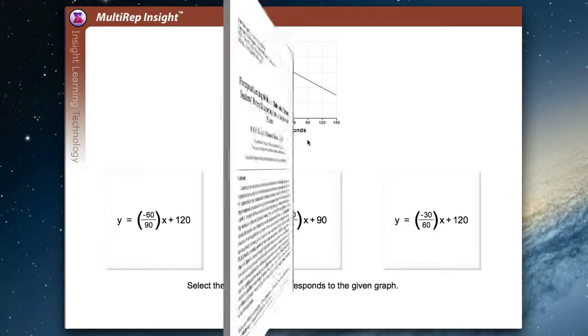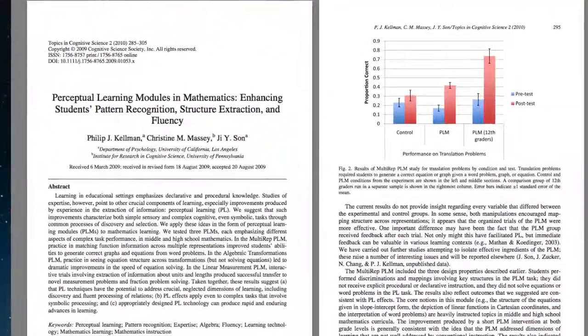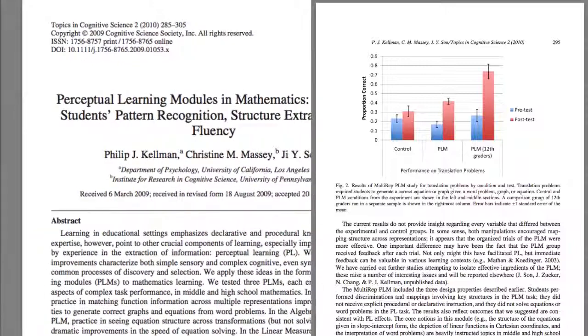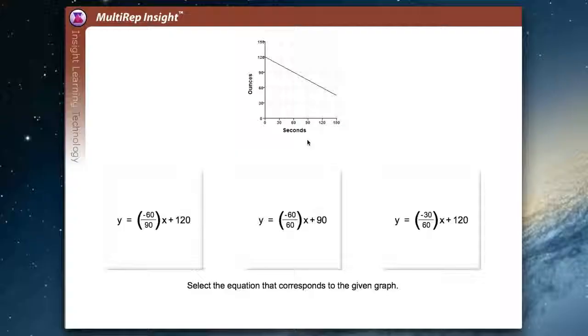Published results show that MultiRep Insight does wonders at improving students' structural intuitions and lets them do things they couldn't do before, such as read a word problem and generate a correct equation or a correct graph.